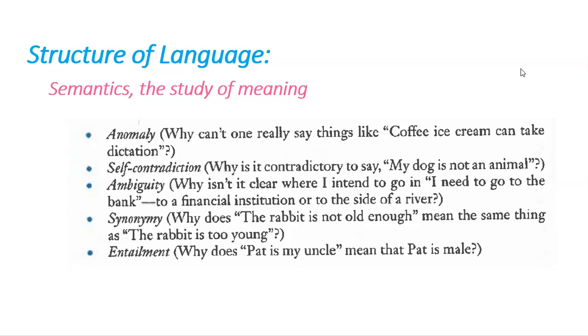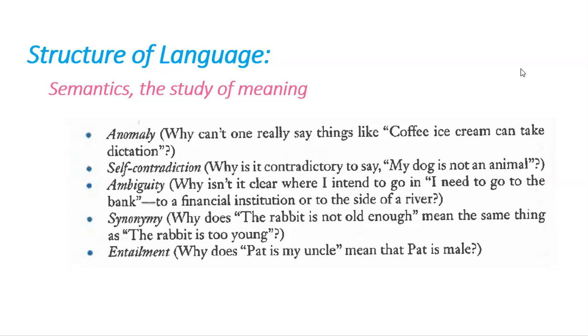For instance, anomaly. Why can't one really say things like "coffee ice cream can take dictation"? The meanings there are jumbled and it doesn't make sense. Self-contradiction. Why is it contradictory to say "my dog is not an animal"? Clearly those definitions violate each other, essentially. We know that dogs are animals.